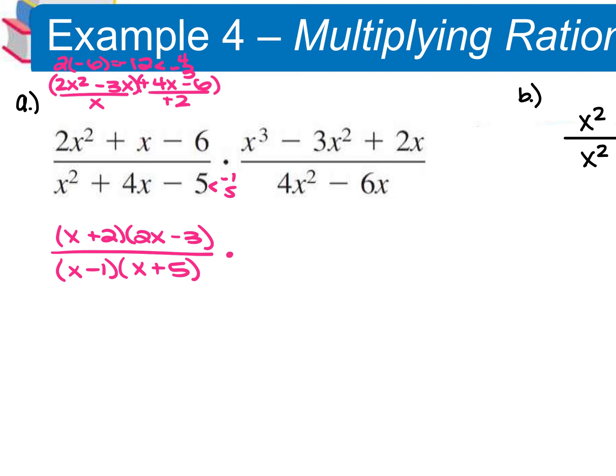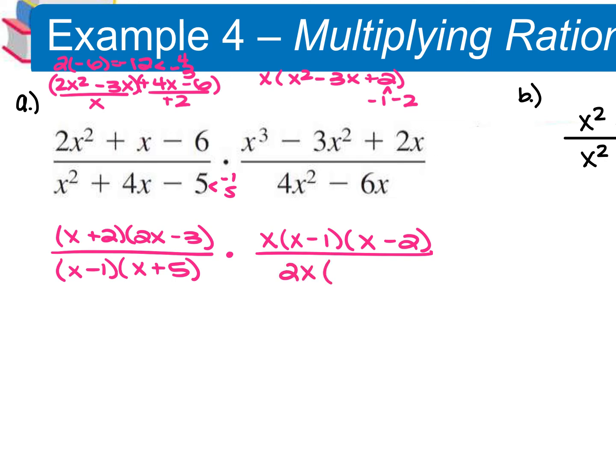The second fraction numerator, you have a greatest common factor of x, so that'll factor out first to give you x times x squared minus 3x plus 2. Your factors of positive 2 that add up to be negative 3 are negative 1 and negative 2. So that factors to be x times x minus 1 times x minus 2. Then in your denominator of that second fraction, your greatest common factor is 2x. So that's going to give you 2x times 2x minus 3.